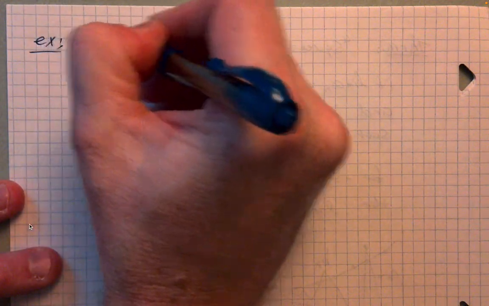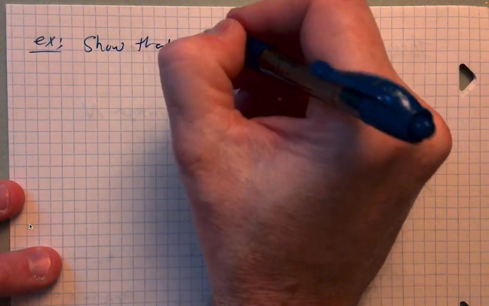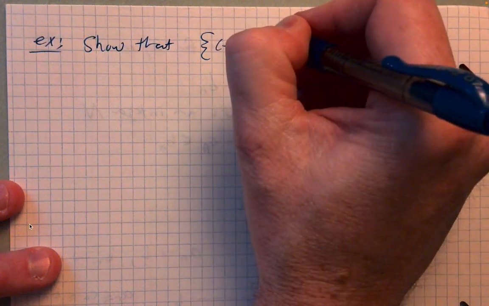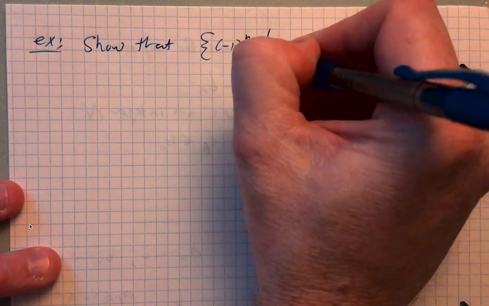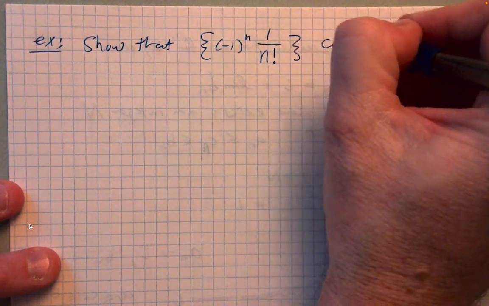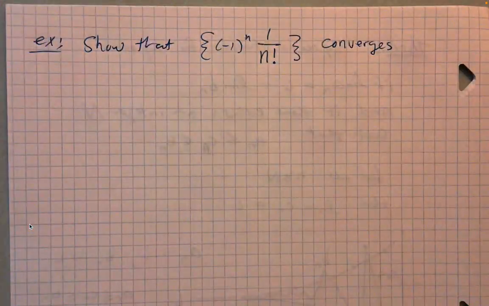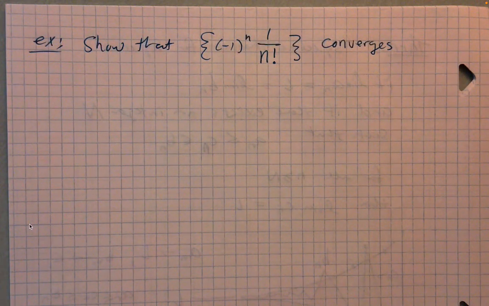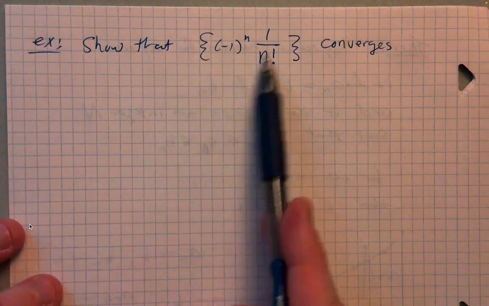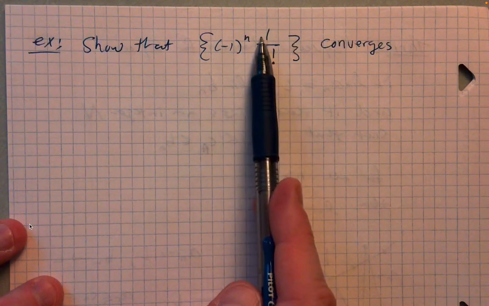Okay, let's show that negative 1 to the nth power times 1 over n factorial converges. Okay, let's take a look at this one. All right, so this is an example of a sequence that's not very great to look at.